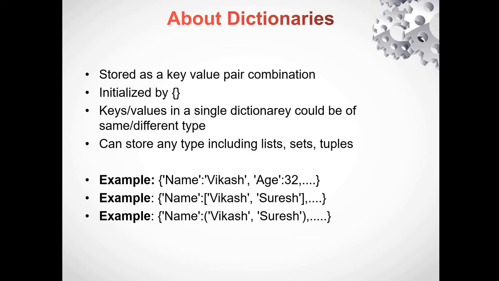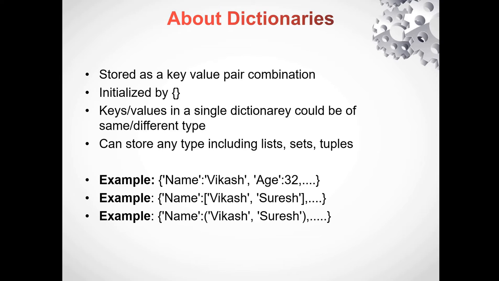Keys and values in a single dictionary could be of different types. What does this mean? It means that you can store keys and values of different types in a single dictionary. Like the first key could be of integer type, and the second key could be of string type. We will see that in an example, right?